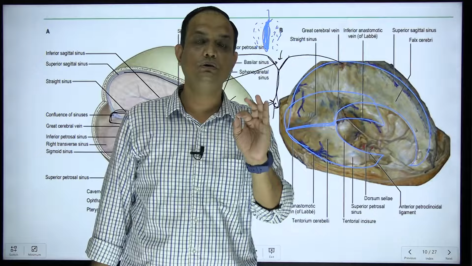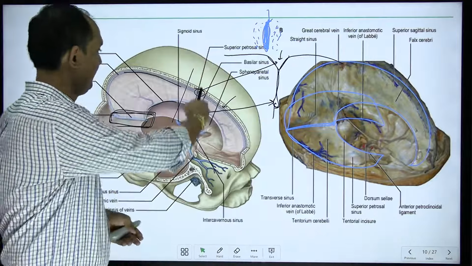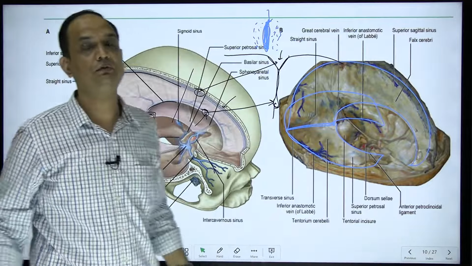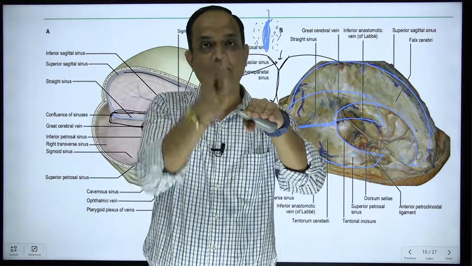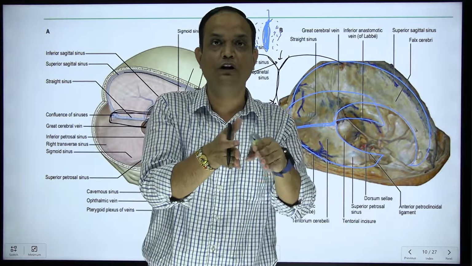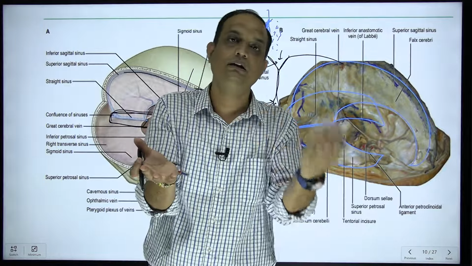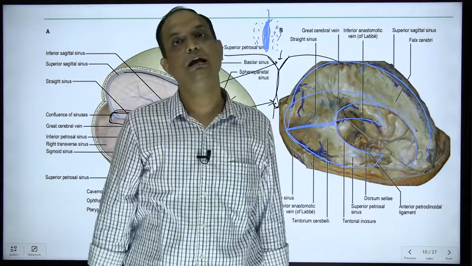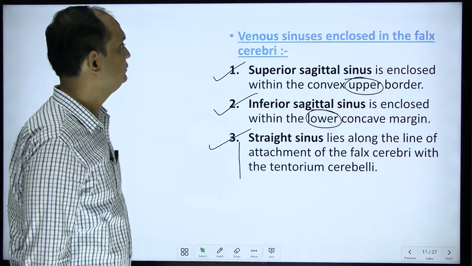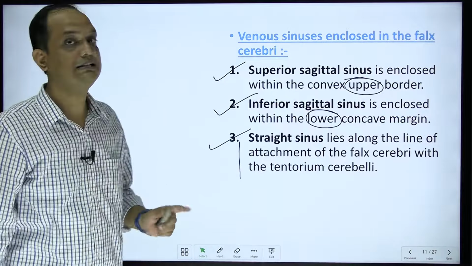साथ में यू नो दैट कि इस फोल्ड का प्लेसमेंट क्या है, ये फोल्ड दो सेरेब्रल हेमिस्फीयर के बीच में है, यानी इस फोल्ड के दोनों साइड क्या आएगा, राइट साइड में राइट सेरेब्रल हेमिस्फीयर, लेफ्ट साइड में लेफ्ट सेरेब्रल हेमिस्फीयर आता है. सो दिस इज व्हाट अबाउट द Falx Cerebri.